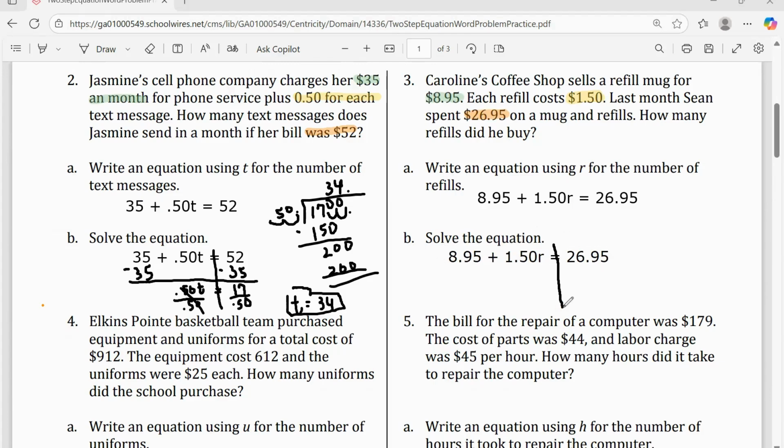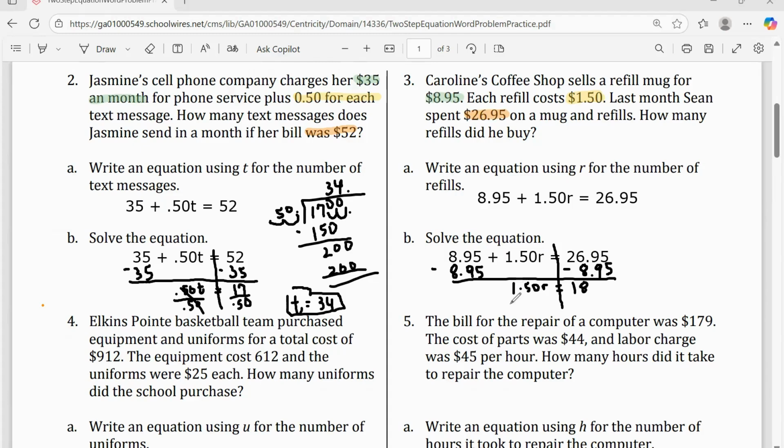So if I make my four-way stop, okay, I want to get R by itself, but $8.95 is in the way. So if I subtract $8.95 on this side, subtract $8.95 on this side, that would have given me $1.50R equals, and then $26.95 minus $8.95 would have given us 18.